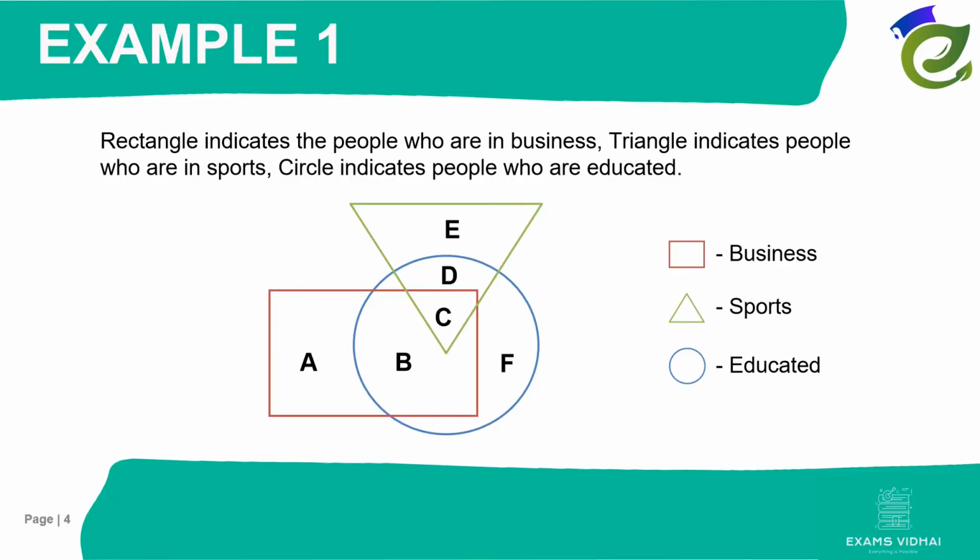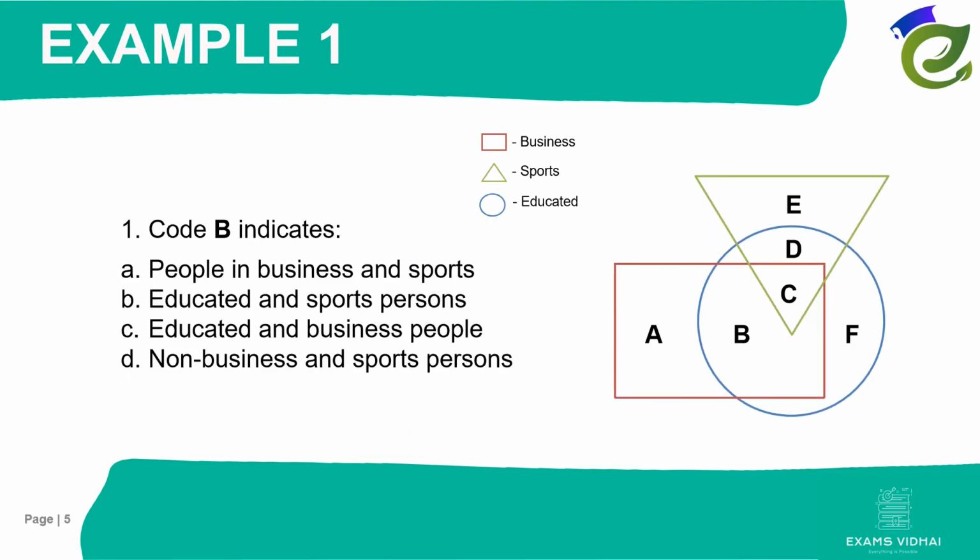Moving forward, example 1. Rectangle indicates the people who are in business, triangle indicates people who are in sports, and circle indicates people who are educated. So we have three shapes here which represent different sections of people. Now based on this information, we shall answer the questions.